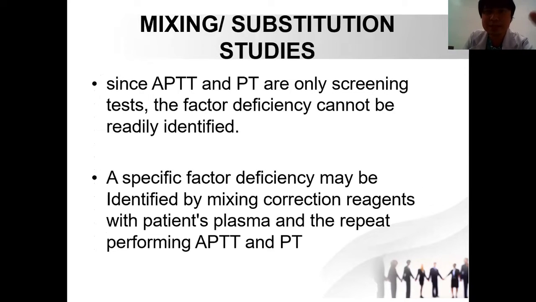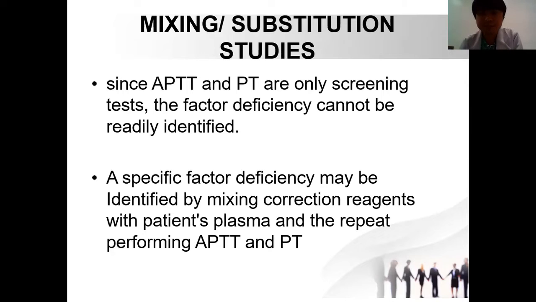Your mixing studies or substitution studies are needed since your screening tests, APTT and prothrombin time, cannot readily identify the specific factor that is missing from your patient. They do not detect the missing factor. They just screen that there is a problem with a particular pathway. So how may a specific factor deficiency be identified?